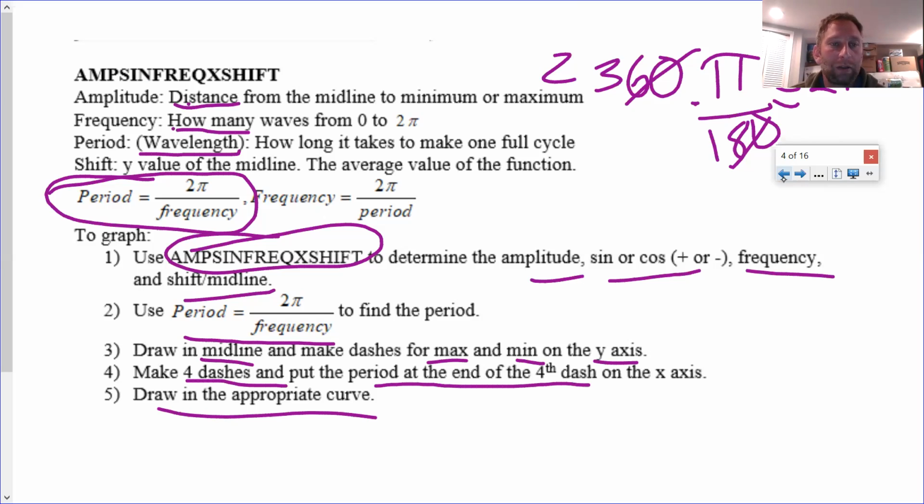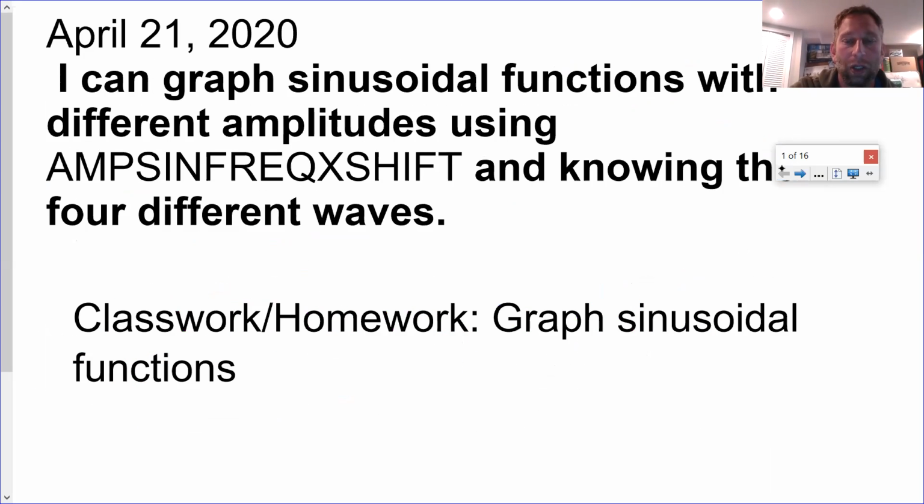I will give you a Google Doc. So if you want to do it in the Google Doc, you can. I'll give you a few options. So I'll get that posted in a little bit. In fact, I might get that posted tomorrow. So you can do the lesson today, and then you can do the quiz tomorrow. We'll see when I get the quiz up. And that's it. Your classwork/homework is to finish graphing sinusoidal functions.